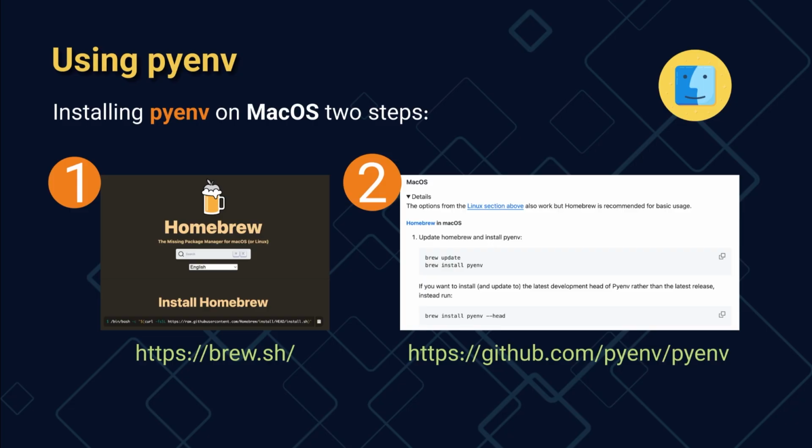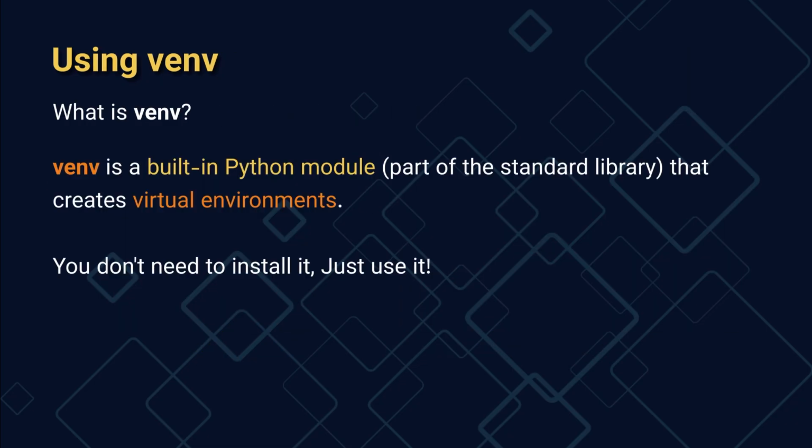Then go to github.com/pyenv and read the README file. There are instructions for installing the software on Mac and Windows. For Windows, there is a specific instruction because you need to use another version of PyEnv. So there is a clear instruction. And then for VEnv, which is virtual environment, it's a built-in Python module. You can just use it.